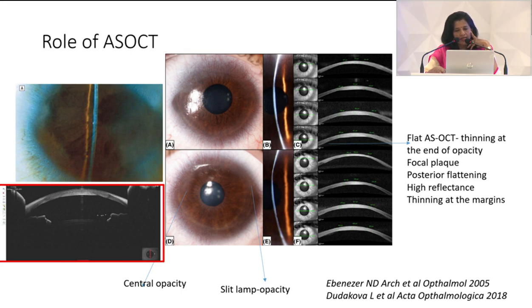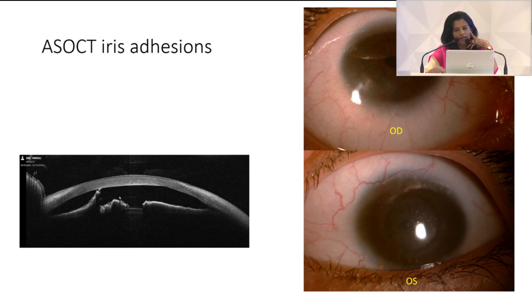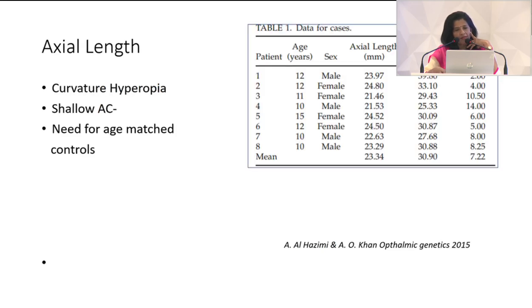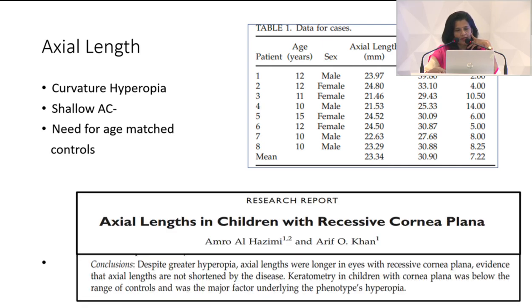So I've already described the role of AIOS20 is to look for the disc-like plaque and to look at iris adhesions when they are present and document them with AIOS20. And it's important to take specular microscopy, because they can be associated with decompensation and also show lower coefficient of variation. And most of them have been associated with normal axial length, but we need more data to see what the actual axial length is in these different geographical variations of this particular condition.